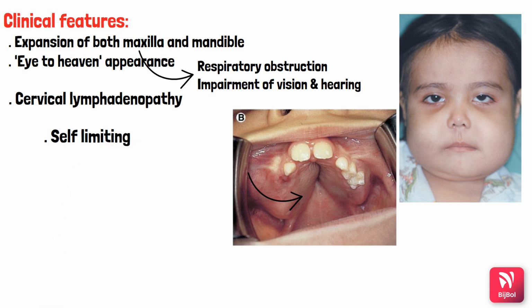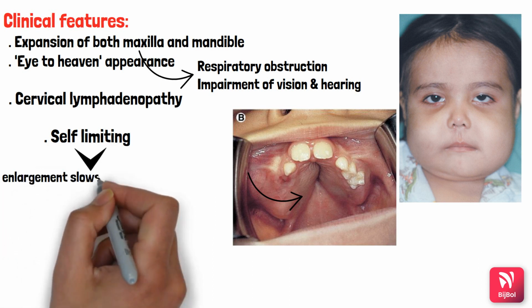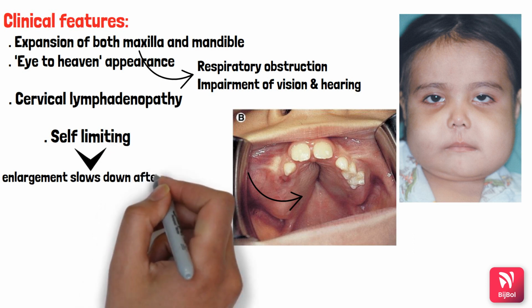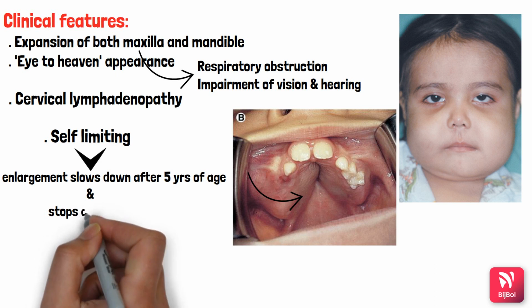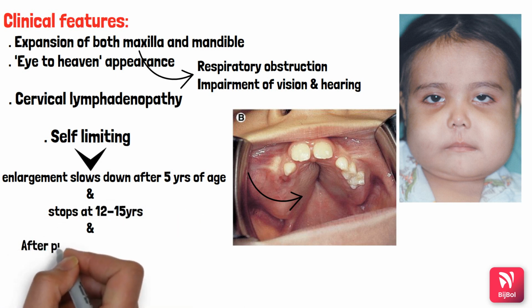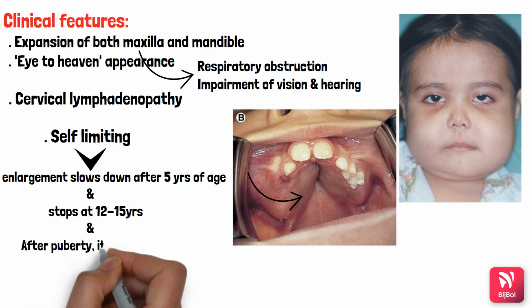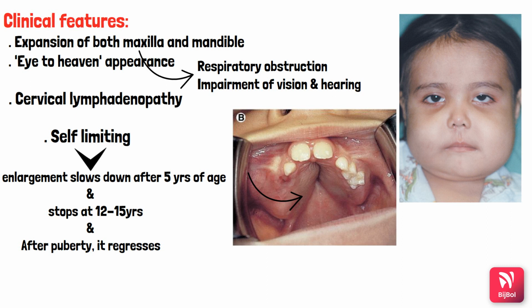That is, during childhood, there will be enlargement of both maxilla and mandible, and this enlargement will be there only till 5 years of age. After 5 years, the enlargement will slow down, and then it stops at 12 to 15 years. And once the individual reaches puberty, the lesion will start to regress spontaneously. That means this enlargement will go off spontaneously because of the bone remodeling. So it is a self-limiting disease.